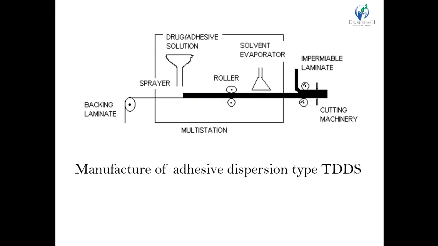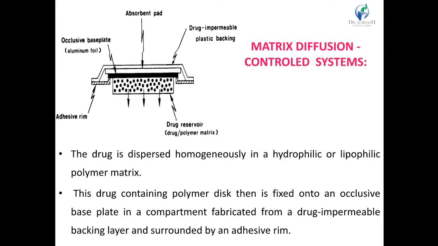Now the manufacturing of the adhesive type. There are backing layers, and spraying of the drug dispersed in the adhesive polymeric solution. Rollers are there, between which the layers are compressed and folded. After that, the solvents are removed by drying, using an evaporator. Lastly the impermeable laminate layers are coated, then cut by the machine, and then packaged. So that is the manufacturing process for it.